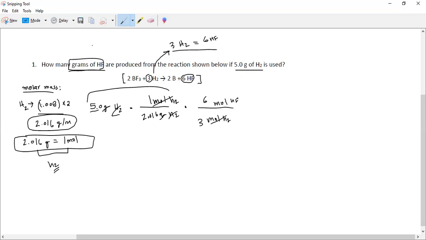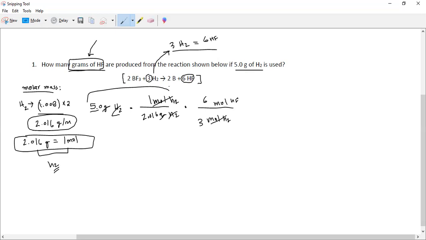But remember, and this is a recurring habit that you want to instill in yourself, you want to go back to the original question. You want to look at the question and say, okay, what is it asking? It's not asking moles of HF. It's asking grams of HF. But is it a problem that your answer is in moles of HF? No and yes. No, because you're one step closer to finding the answer, but yes, because you don't have the answer yet.